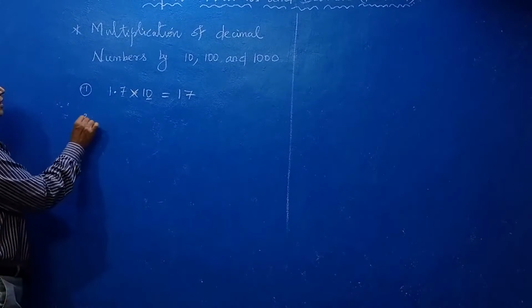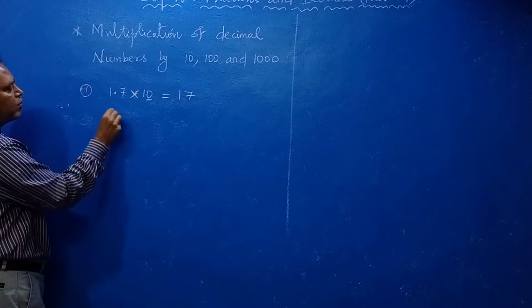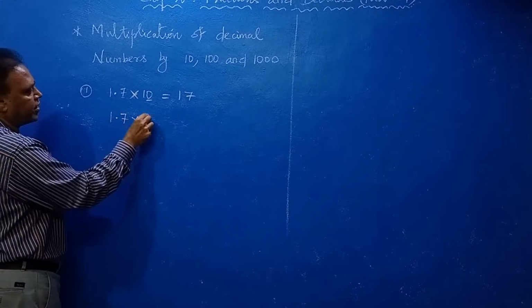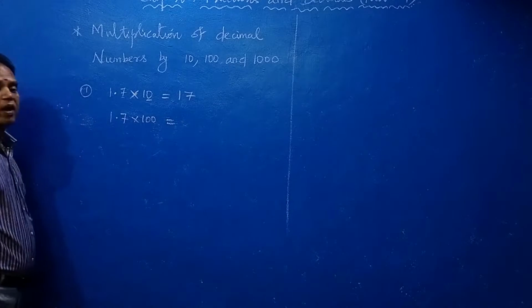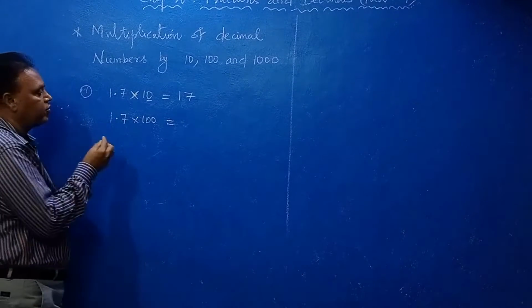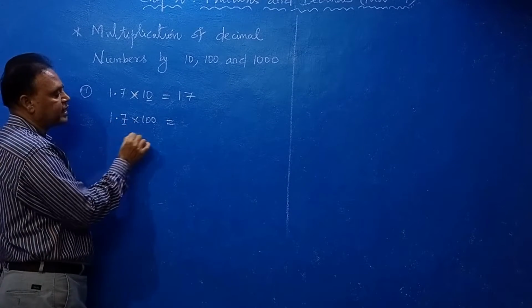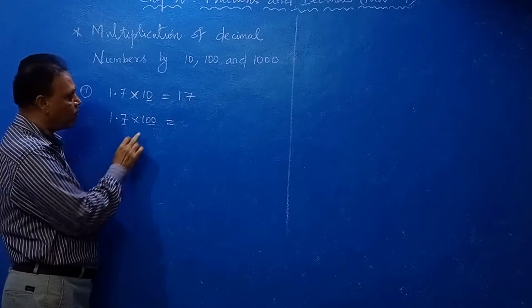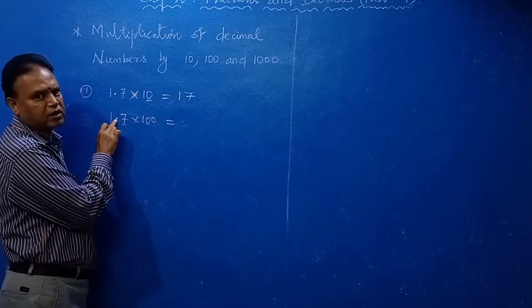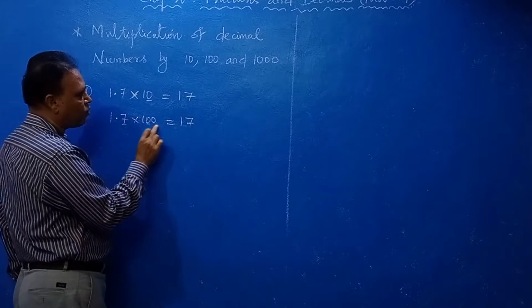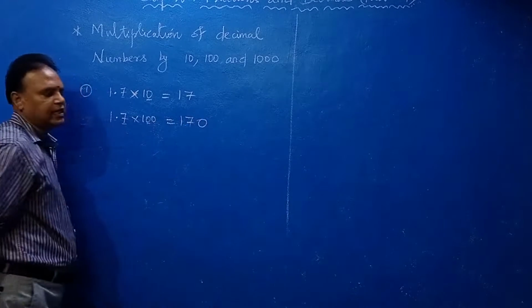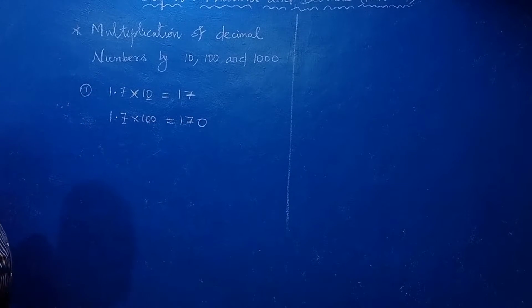Now see the same problem, 1.7 into 100. How will you multiply? Here after the decimal there is one digit, but here 2 zeros are there. For one 0 you remove the decimal, that is 17. Then one more 0 is there, just write it. That is the trick. Clear?